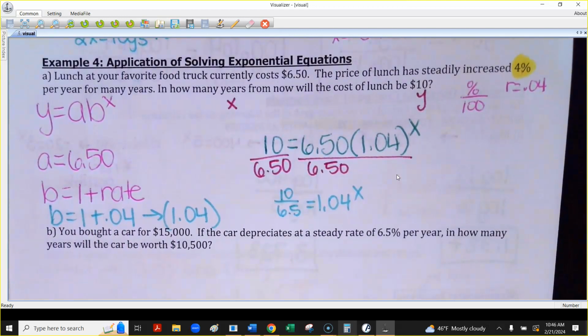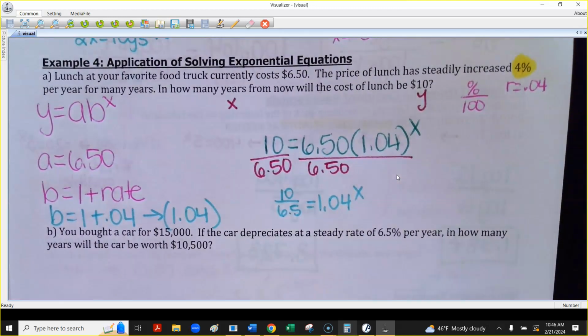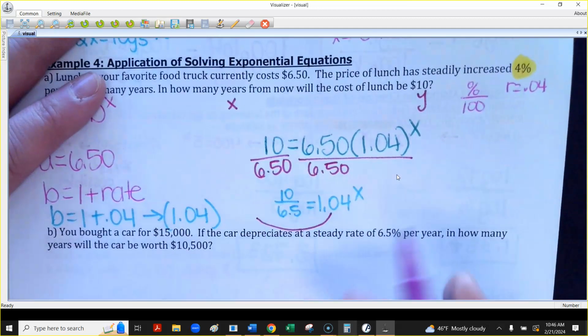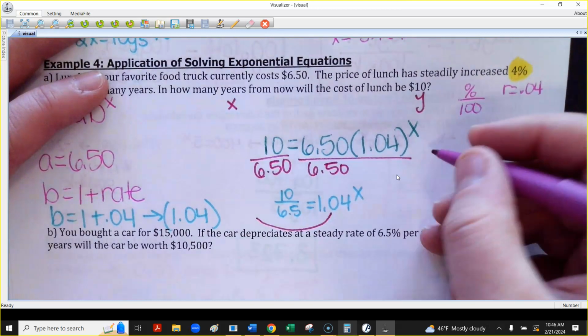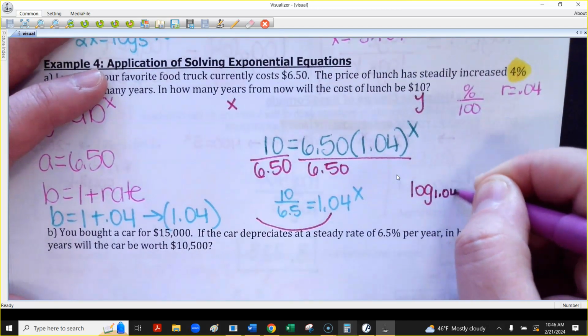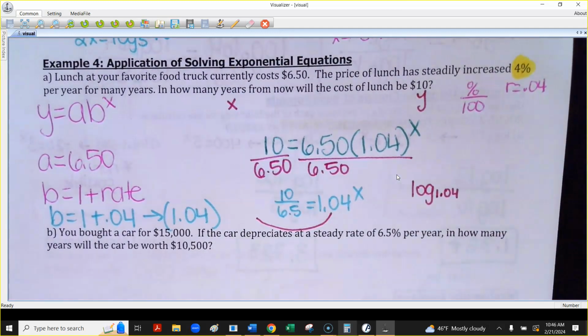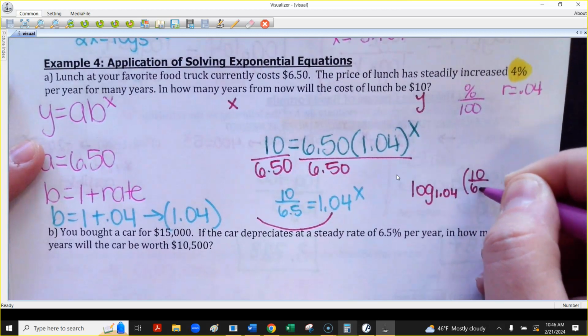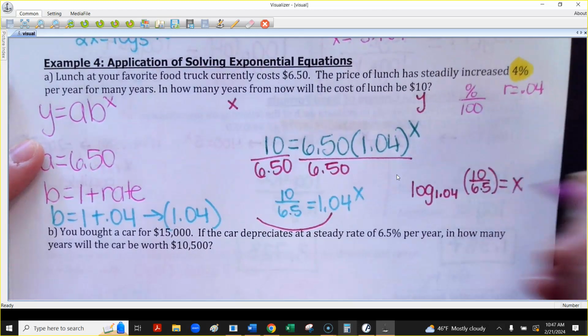I know this is looking a little weirder, but we're going to change this to a log. So I'm going to swoosh this to the other side. That brings that exponent down on the level with the rest of the question. So this would be the log. The base would be your b value, that 1.04. And what you're taking the log of is that 10 divided by 6.5.